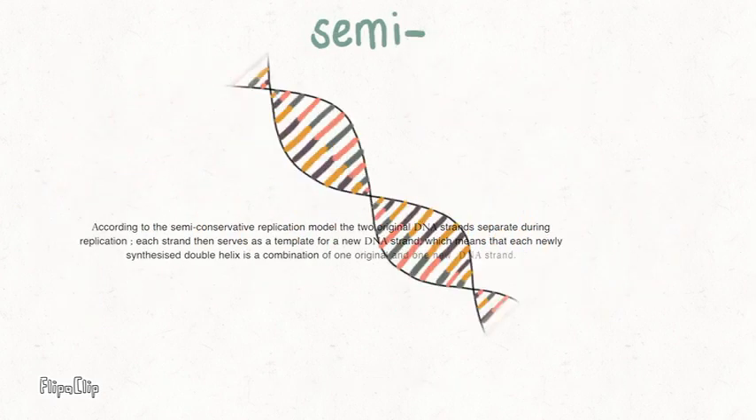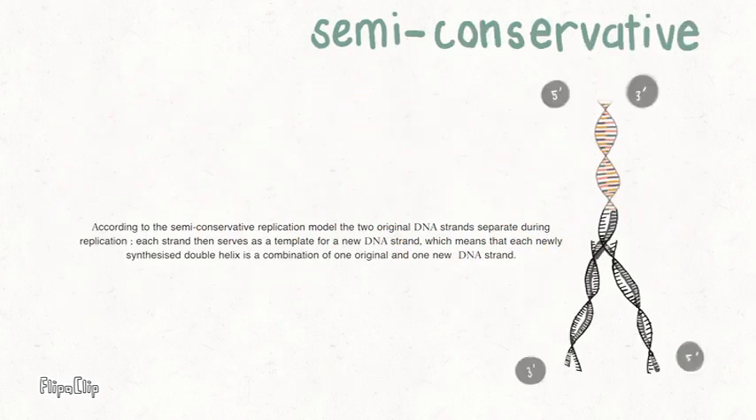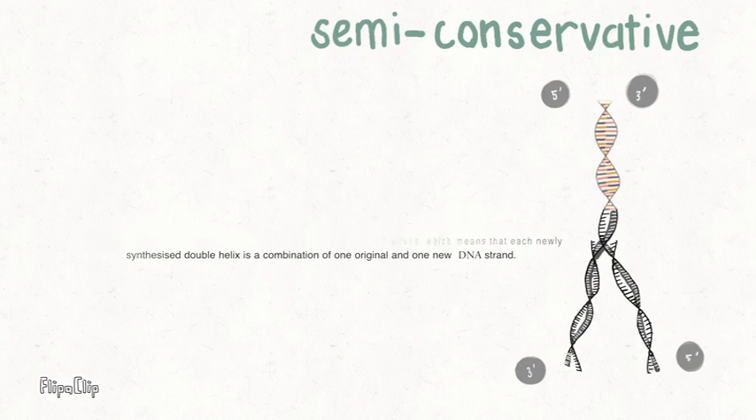According to the semi-conservative replication model, the two original DNA strands separate during replication. Each strand then serves as a template for a new DNA strand, which means that each newly synthesized double helix is a combination of one original and one new DNA strand.